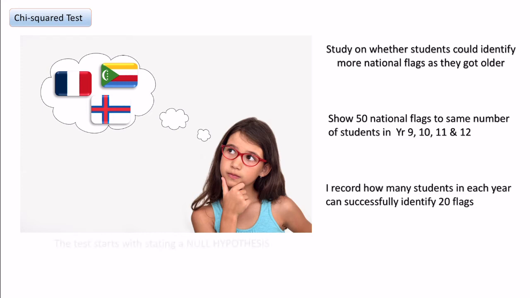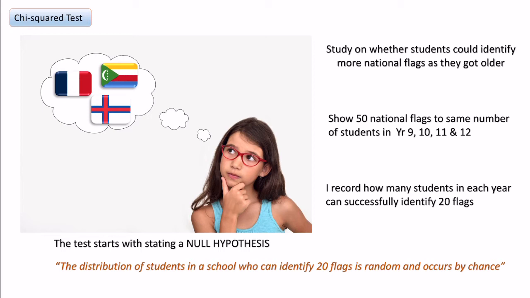If I set up a null hypothesis for my test, it would say that the distribution of students in a school who can identify 20 flags is random and occurs by chance. It's essentially saying that there's no relationship with age. Pretty much anyone could identify 20 flags. There isn't a significant pattern. So I'm going to test this.